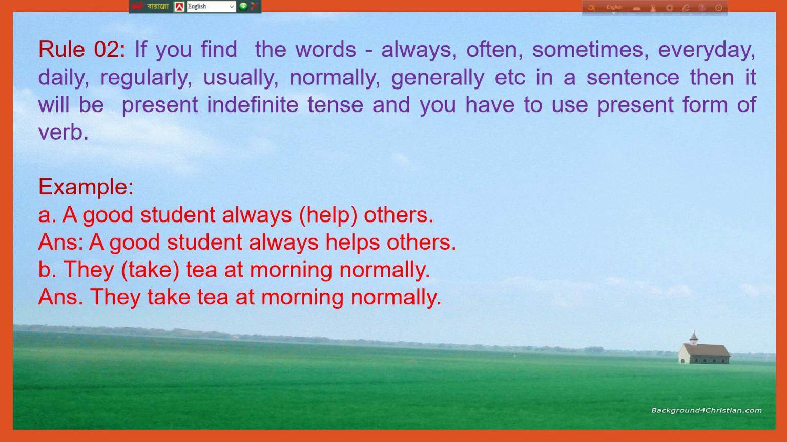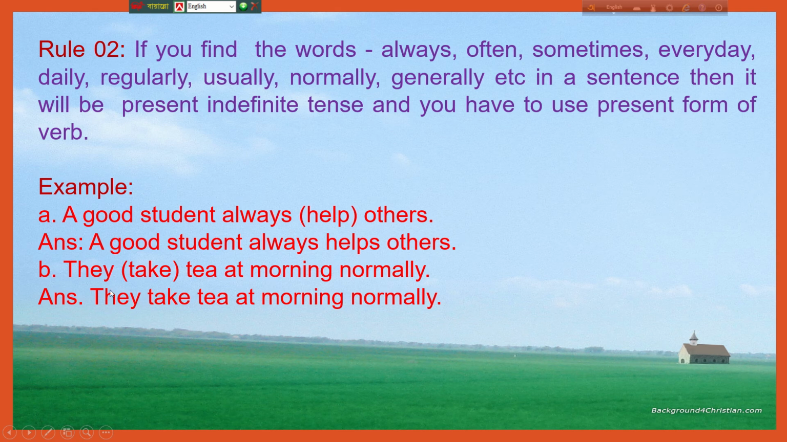Rule 2. If you find the words always, often, sometimes, every day, daily, regularly, usually, normally, generally, etc. in a sentence, then it will be present indefinite tense. And you have to use the present form of verbs. So let's see the example, then you will be more clear. Example: a good student always help others. So we find the word always, and the subject of the sentence is a good student, which is third person singular number. So the answer will be: a good student always helps others.